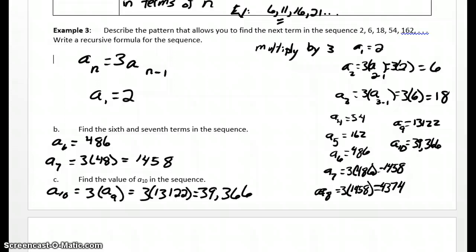So I've got 54, and then 54 times 3 is 162. 162 times 3 is 486, and 486 times 3 is 1,458, and so forth, simply by multiplying the previous term by 3. Now it says find the 6th and 7th terms of the sequence. Well, we already know the 6th term is 486.